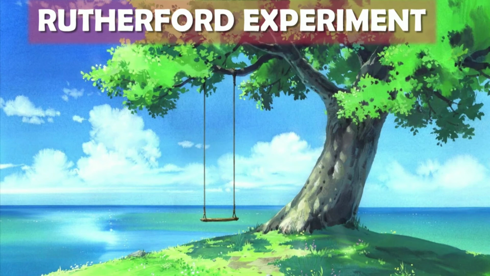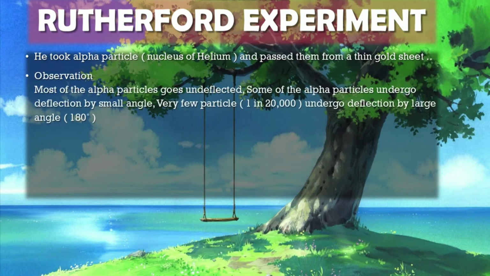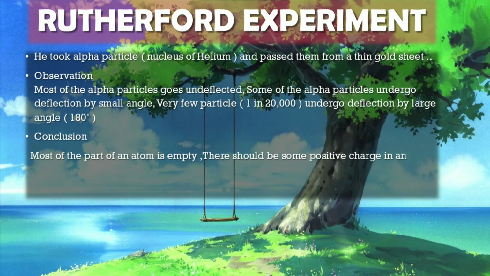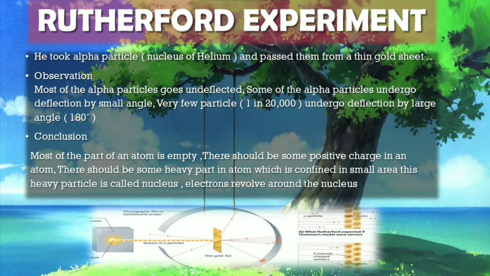Now we will discuss the Rutherford experiment. He took alpha particles, nuclei of helium, and passed them through a thin gold sheet. Observation: most of the alpha particles were undeflected. Some of the alpha particles underwent deflection by a small angle. Very few particles, 1 in 20,000, underwent deflection by large angles, i.e. 180 degrees. Conclusion: most of an atom is empty. There should be some positive charge in an atom. There should be some heavy part in an atom which is confined to a small area. This heavy part is called the nucleus. Electrons revolve around the nucleus.